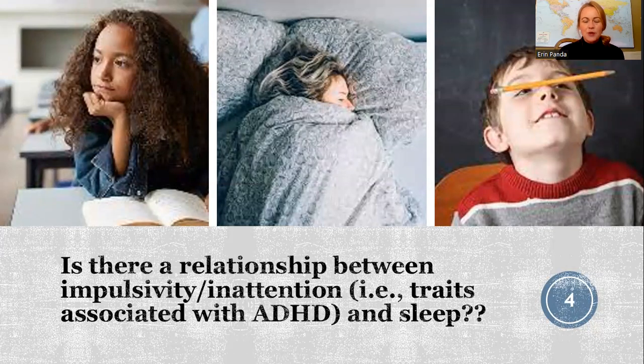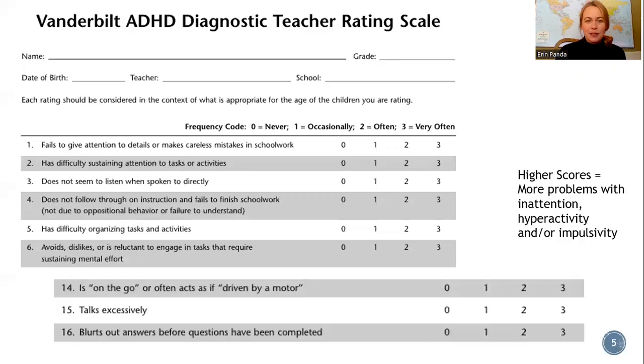Well, we can answer this question in two different ways, using both the correlational research strategy and a non-experimental research strategy, and it would be done in a very similar way. So in both cases, we would have teachers or parents, or in some cases the child themselves, fill out a questionnaire like this. This is the Vanderbilt ADHD diagnostic scale.